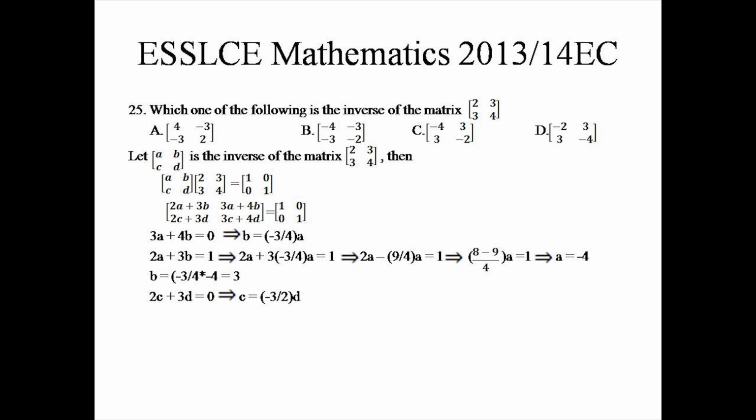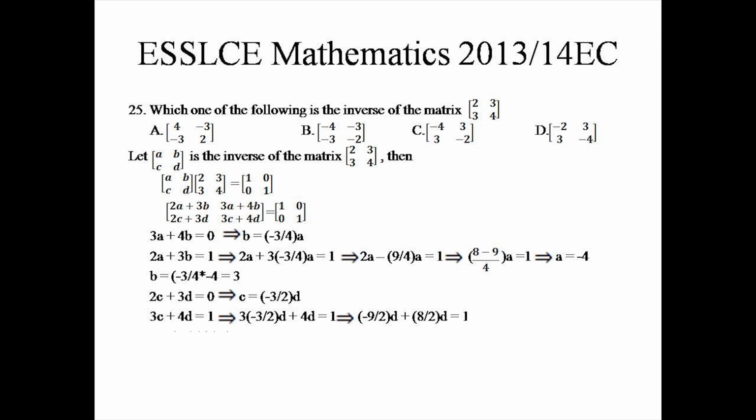Again, the second element of the second row of the matrix at the left is equal to the second element of the second row of the matrix at the right. That means 3c plus 4d is equal to 1. Substituting negative 3 over 2d in place of c, we will find 3 times negative 3 over 2d plus 4d is equal to 1. 3 times negative 3 over 2 is negative 9 over 2, plus 4d is equal to 1.